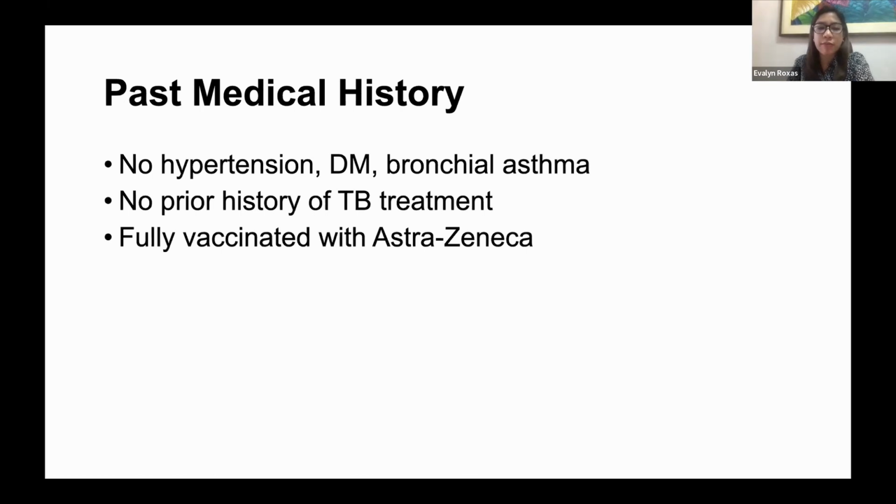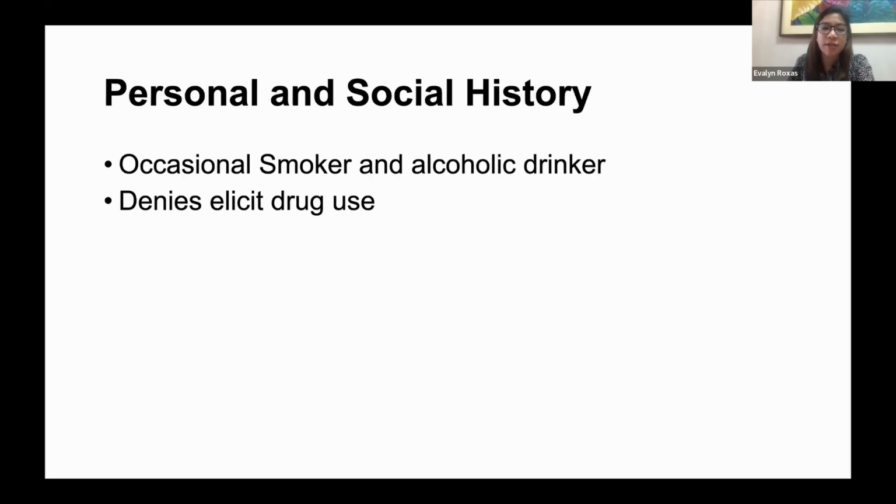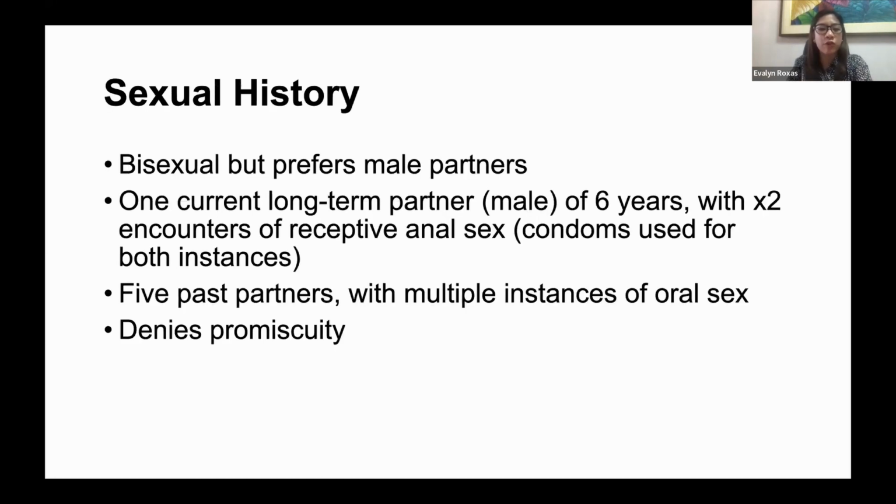This is the past medical history. So this is a COVID vaccine maybe, and then personal and social history. He denies illicit drug use, but claimed that he is an occasional smoker and alcoholic drinker. On sexual history, it was found out that he is bisexual, but prefers male partners, with 1 current long-term partner and 5 past partners with multiple instances of oral sex, and he denies promiscuity.